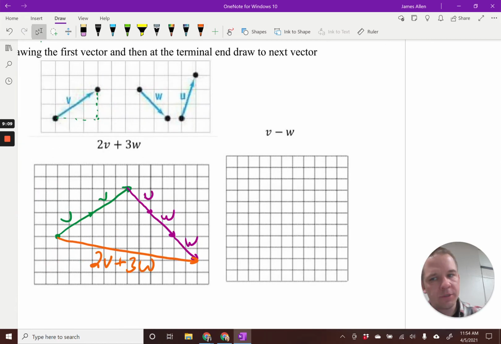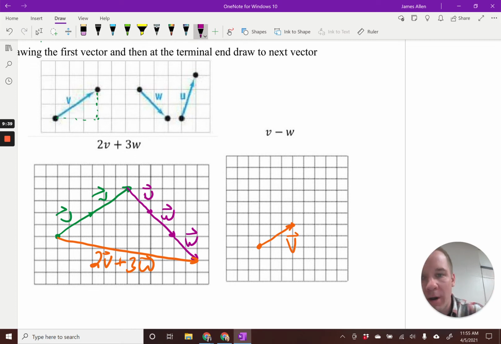So we got some subtraction here. Interesting. Okay. So if I've got, let's see here. So we start here with v. I go over 3 and up 2. Boom. There is v. And now with w, so that's minus w or negative w, okay? So we're going to go the opposite direction.